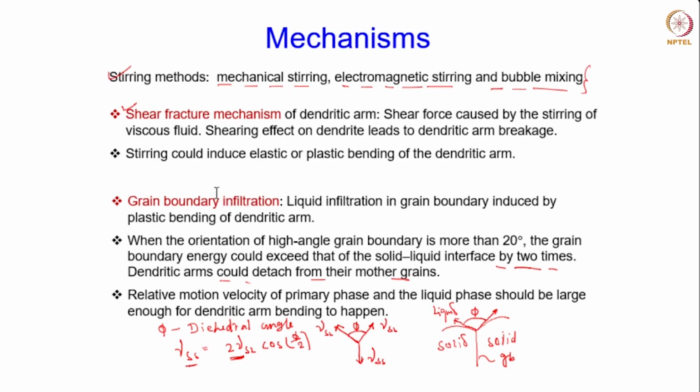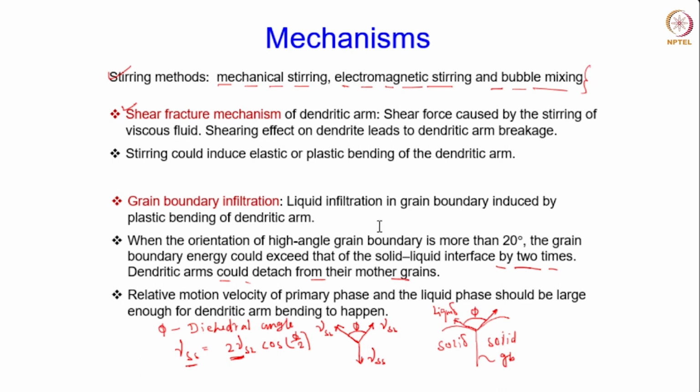And the other way by which the stirring can promote grain refinement is through the creation of some kind of plastic bending in the dendrite arms, which leads to the penetration of the liquid metal into the grain boundary, and that in turn leads to the detachment of the dendrite arms from the mother grains. But for all this to occur, the velocity of the primary phase and the liquid phase should be large enough. So you need to stir the melt quite vigorously.